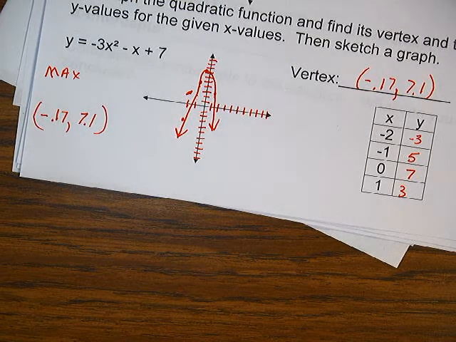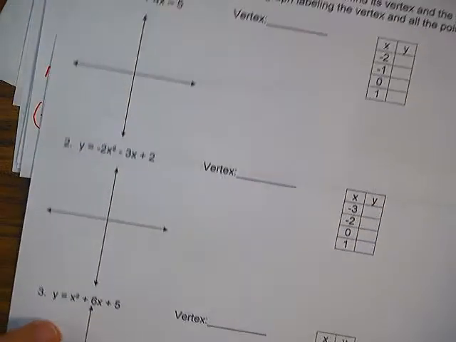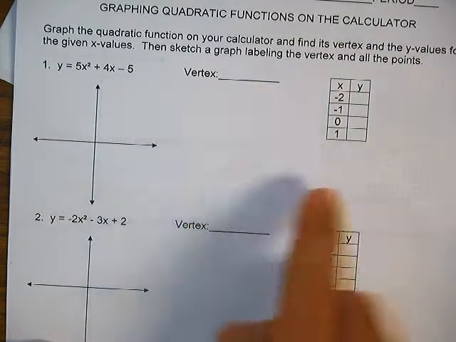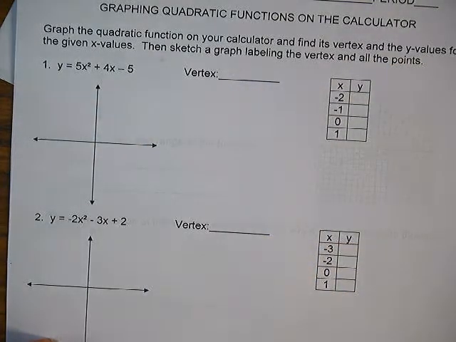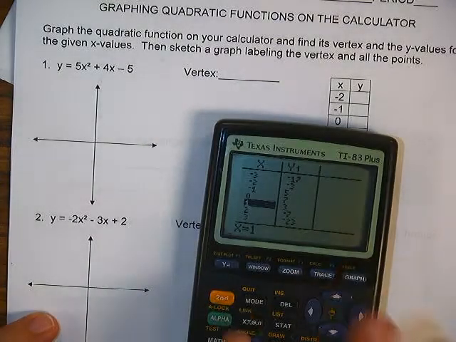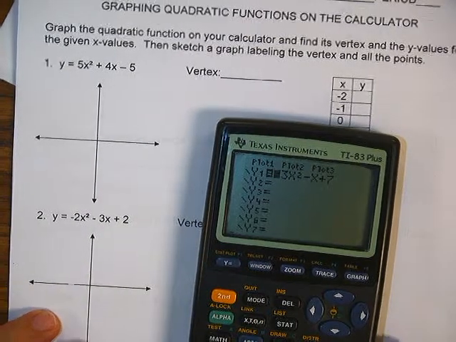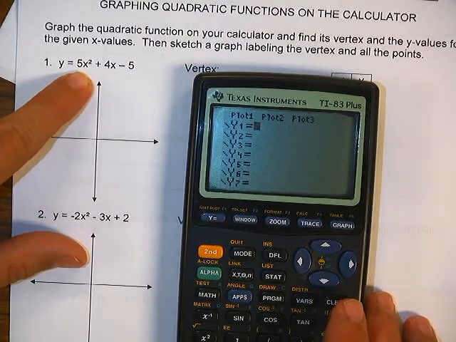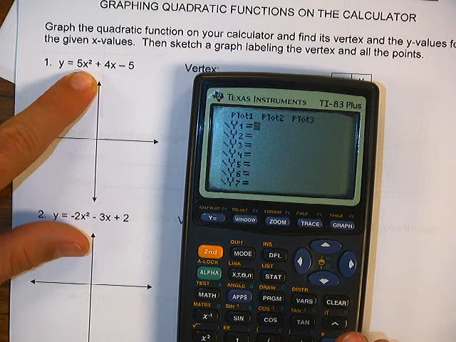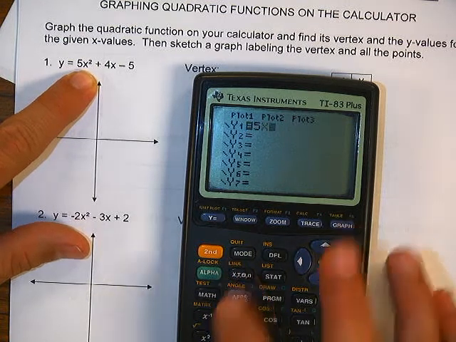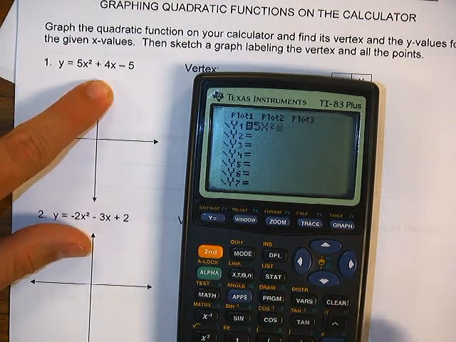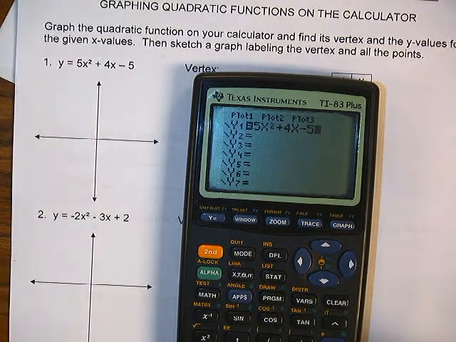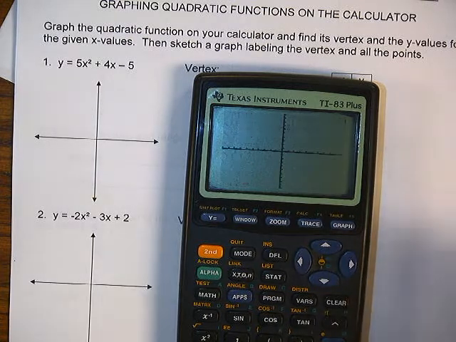Okay, if you look at number 1, we have an equation that asks us to find the vertex, fill in the table, and sketch a graph. Now go to your calculator, go to y equals, let's clear that out. We're going to put this equation in our calculator: 5x squared plus 4x minus 5. Go ahead and hit graph.